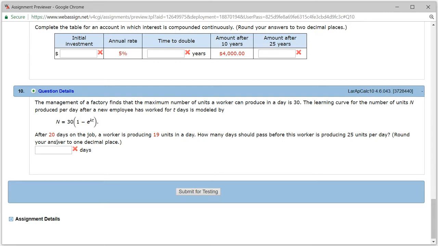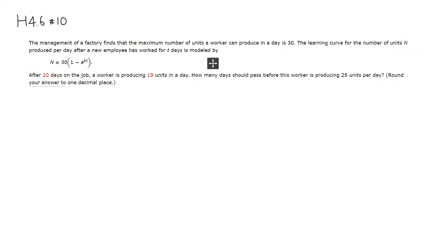So after 20 days on the job, a worker is producing 19 units in a day. This gives us a clue to find this k value, right? Then we want to find the time it needs for the worker to produce 25 units per day. So let's do that. First, I'm going to use this condition.